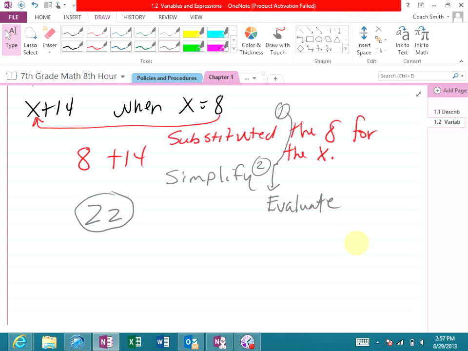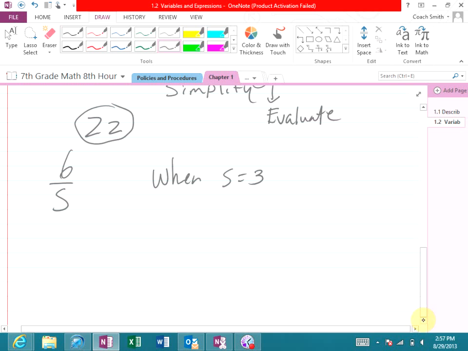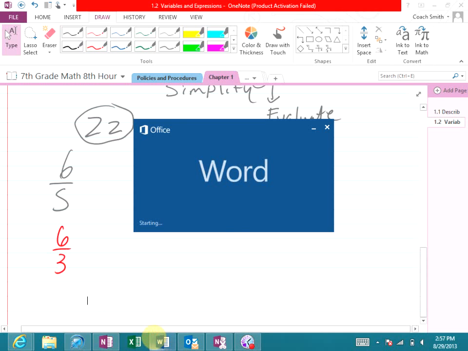Okay, any questions over that before I move on? Okay, let's look at this one. Yes, Copeland? No, not really. It's just simplifying, basically. All right, let's look at this one: 6 over s when s is equal to 3. Okay, so what's going to be my new expression? If I have 6 over s when s is equal to 3, what's the new expression? Madison? 6 over 3.